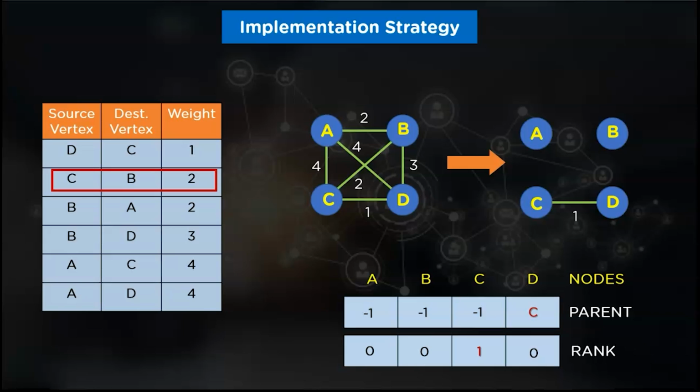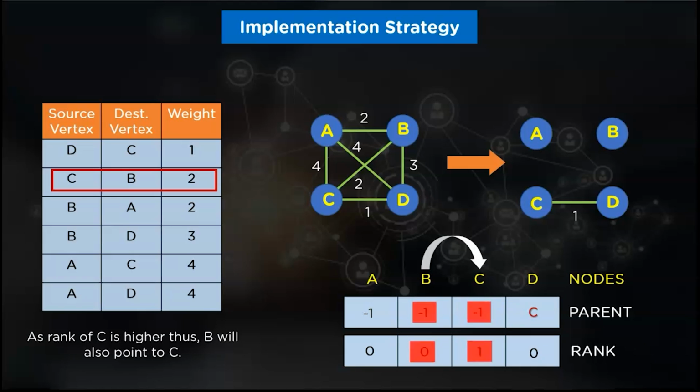Primarily, we'll check the parent values of both these nodes. Node B and node C have parent values -1 and -1, which indicates that these nodes are absolute parents of their own sets. Since they have different absolute parents, we can join both of them. However, the rank of node C is higher than node B, thus the connection should point from node B to node C. As node B is pointing towards node C, node C will become the parent of node B as well. Hence, we'll update the corresponding absolute parent values for them.